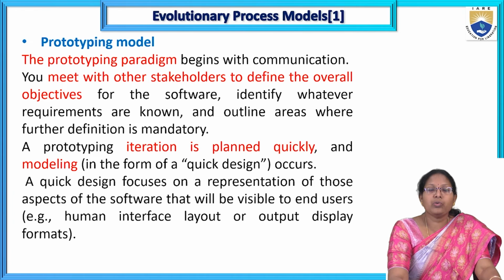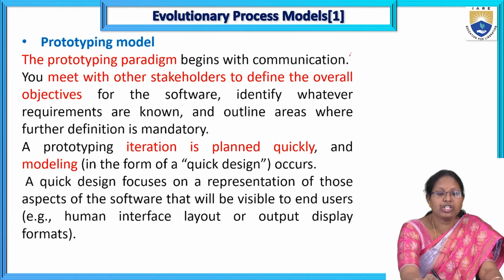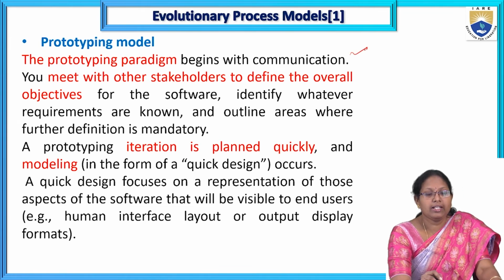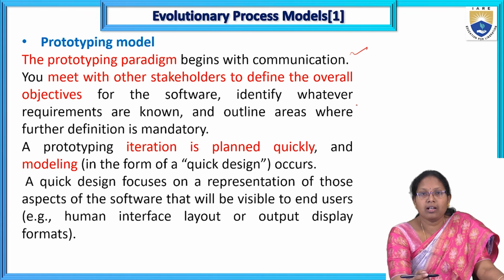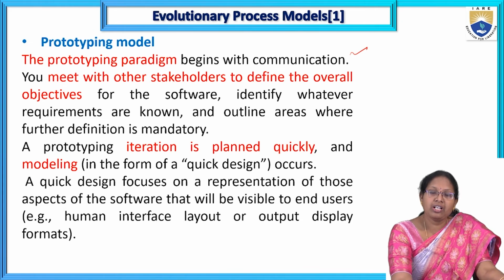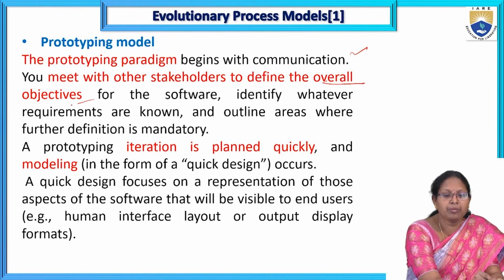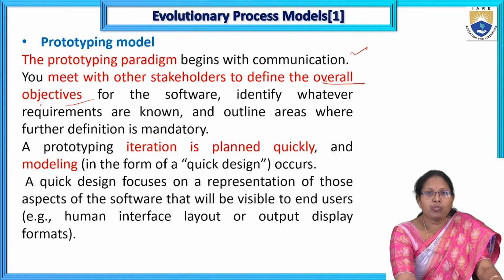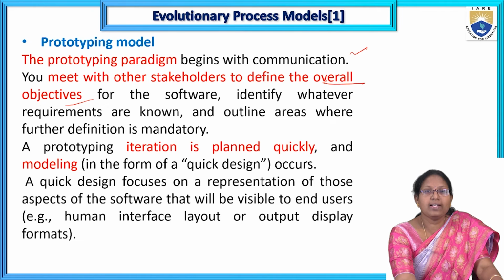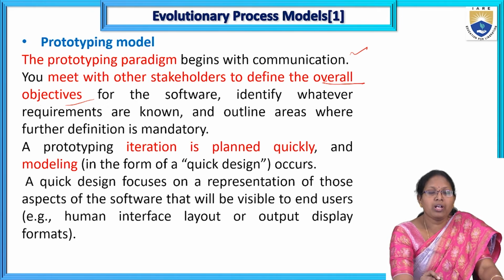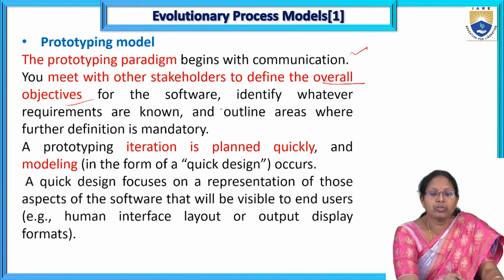The prototype model also starts with communication. Every process model starts with communication. That means meet the stakeholders, not only the clients but also the end users, and collect their point of view as well. Gather the information and define the overall objectives. This is the major point of the prototyping model: communicate with all stakeholders and define the overall objectives of the software.